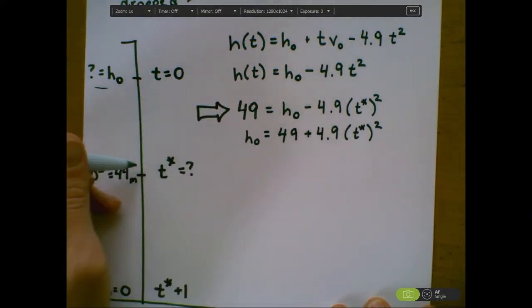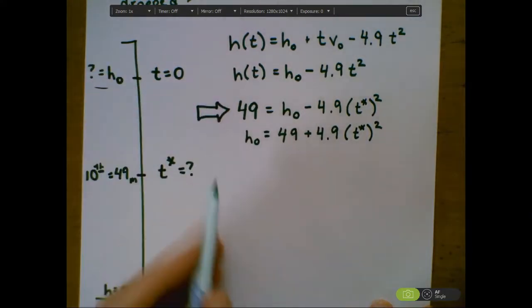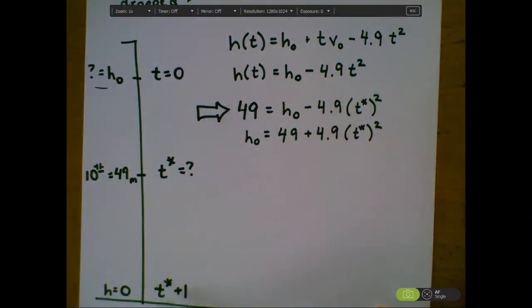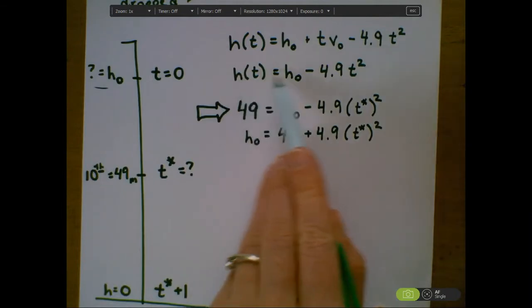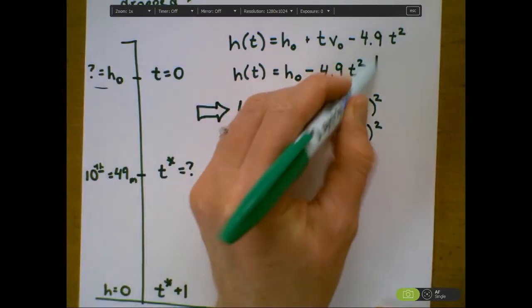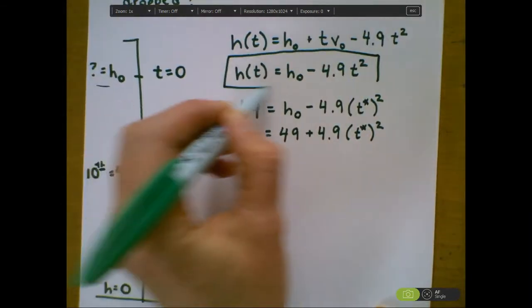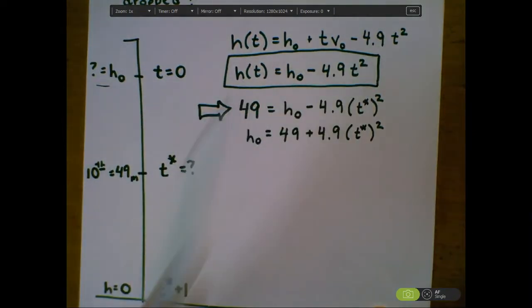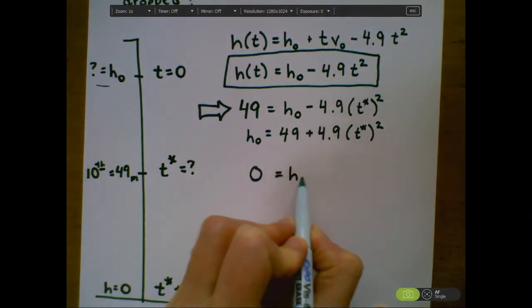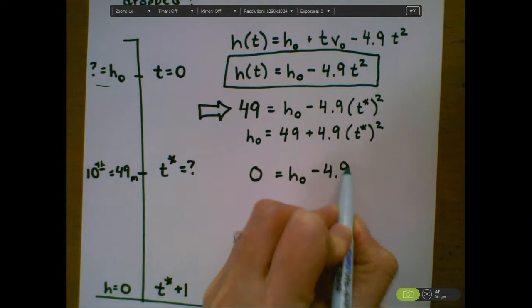And this is the equation that comes from our 10th floor. What's our next equation? We can also use the ending point here as an equation. So going back and plugging into Galileo's formula again, we know our height at the bottom. Our height at the bottom is 0, which is equal to h naught minus 4.9.